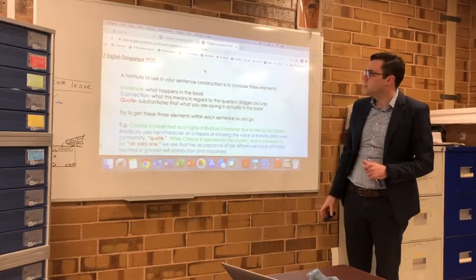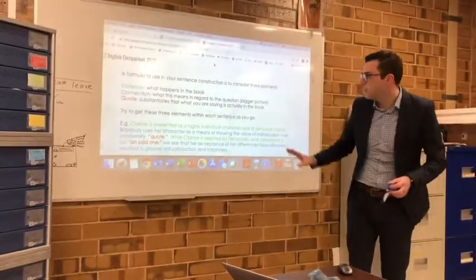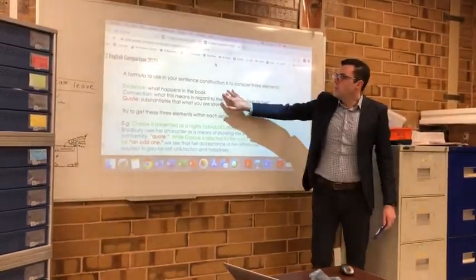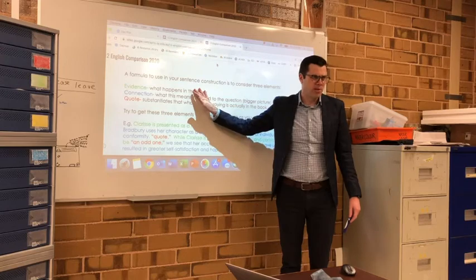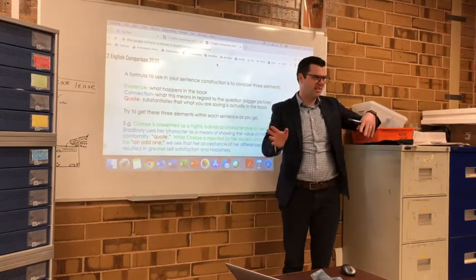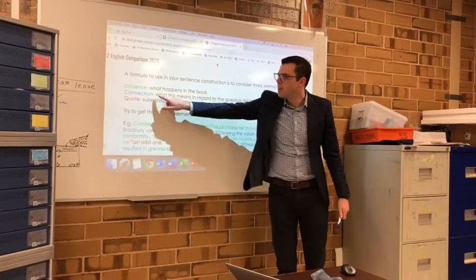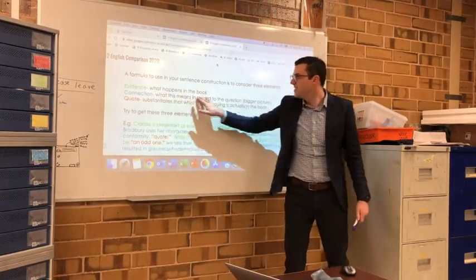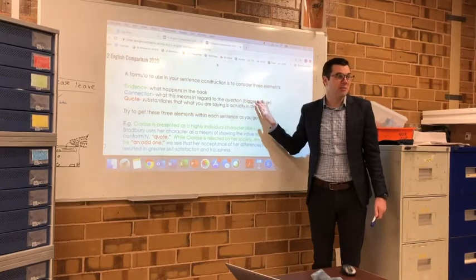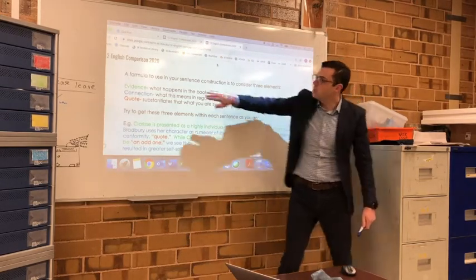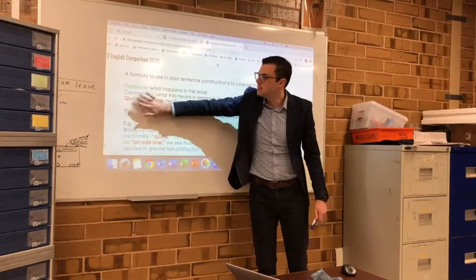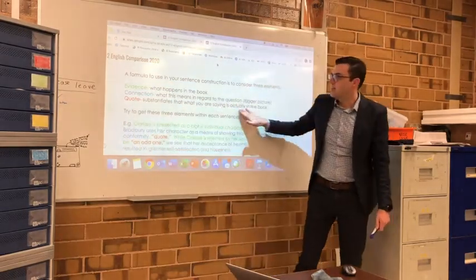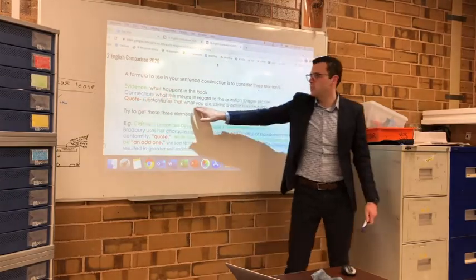But a formula to use in your sentence construction is this. So think about these elements. The evidence, of course, is what happens in the book, or what happens in the text. That is important because you don't want to be talking about things that aren't connected to the book. So evidence is important, but connection is also important. What does this actually mean in regards to the question or the bigger picture of what you're trying to say? If you just talk about this, then that's a summary sentence and it's got no value. So you need the evidence and the connection, but the other thing you should have in there is that quote, which substantiates your evidence.